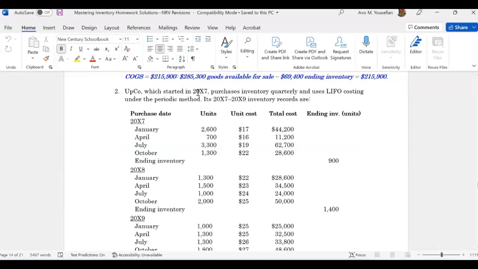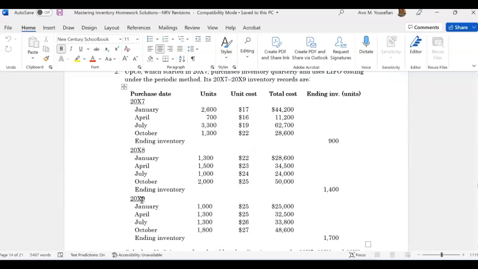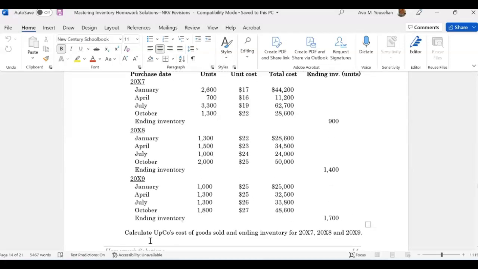So, started in 2017, that means the beginning inventory was 0 at that time. So we don't have beginning. We purchased January, April, July, October, and ending inventory at that point was 900. In 2018, we purchased again several times, but ending inventory at that time was 1,400. In 2019, we purchased again several times and ending inventory was 1,700. Calculate the company's cost of goods sold and ending inventory for years 2017, 18, and 19.